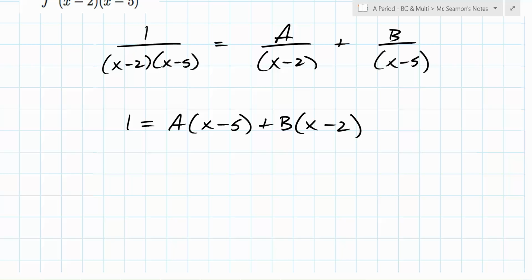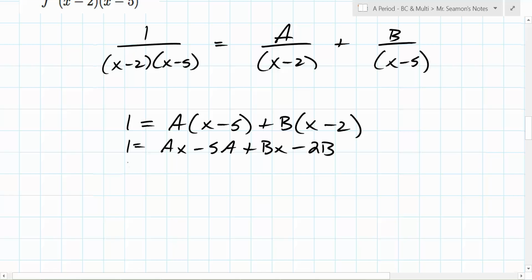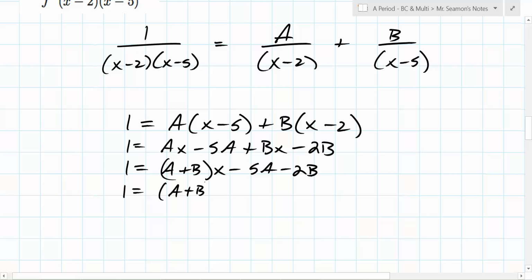This one's relatively straightforward. If I were to multiply this out, you end up with ax minus 5a plus bx minus what? 2b. So we have 1 is equal to a plus b times x minus 5a minus 2b. I'm just rewriting this to show you what I mean by the logic. Plus negative 5a minus 2b. Did I do my algebra okay, right? Did I regroup things okay?